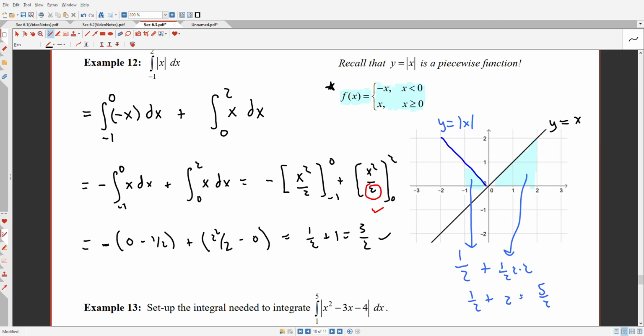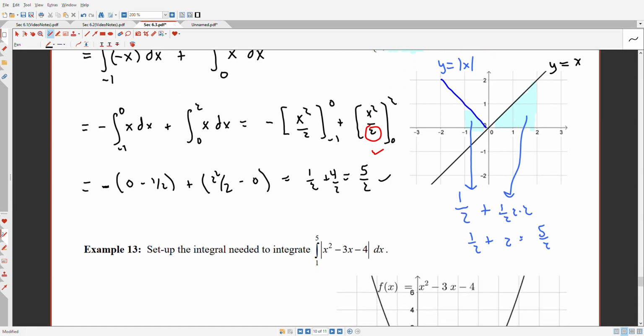So that's 2 squared over 2. So that was 4 over 2 for that piece. So I would get 5 over 2. It's kind of interesting doing it visually. I didn't make a mistake, but setting up with integrals I did. It's good to practice both ways if you have time to.